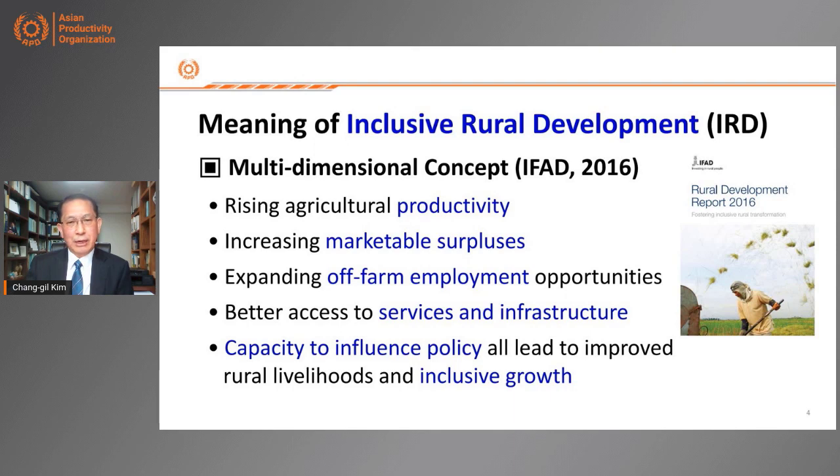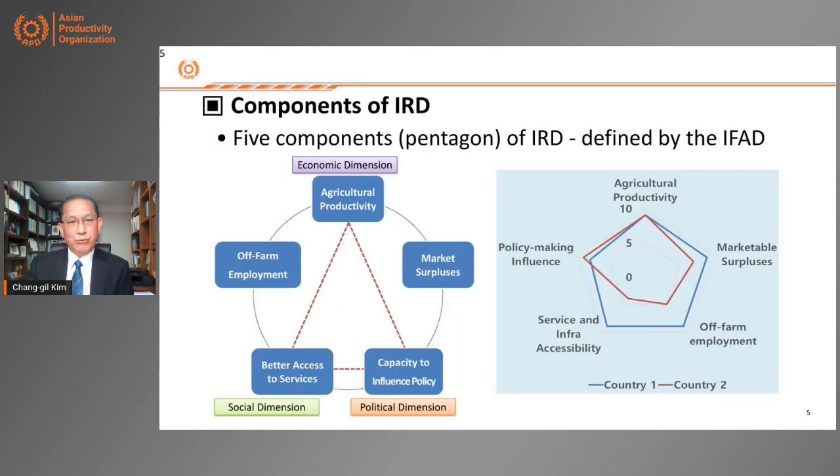So to understand this concept, we have to remember the five components already mentioned. However, I would like to add that the five components fall into three dimensions. The economic dimension is productivity, marketable surplus, and off-farm employment. The social dimension is better access to services. And the political dimension is capacity to influence policy, all leading to rural livelihoods and inclusive growth.